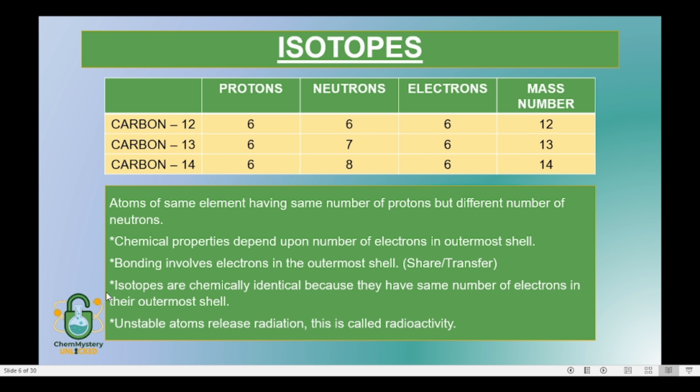Now let's move on to isotopes. Isotopes are chemically identical because they have the same number of electrons in their outermost shell. Isotopes chemically identical होते हैं क्योंकि same number of electrons होते हैं उनके last shell में. As you can see, protons are 6, so therefore the electrons are also 6.